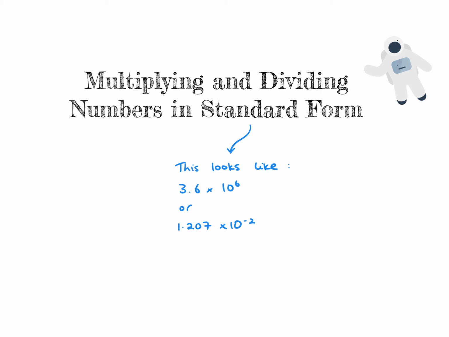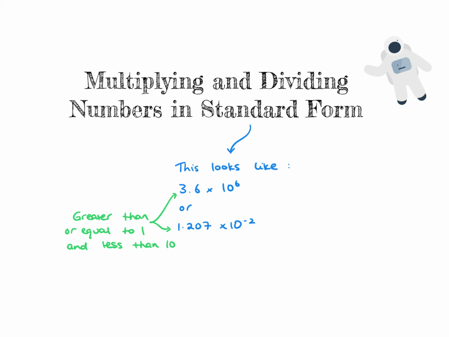In this video, we're going to learn how to multiply and divide with the numbers that are written in standard form. We might recall that a number written in standard form looks like 3.6 times 10 to the power of 6, or 1.207 times 10 to the power of negative 2. The first part of numbers written in standard form is a number that will be greater than or equal to 1 and less than 10.